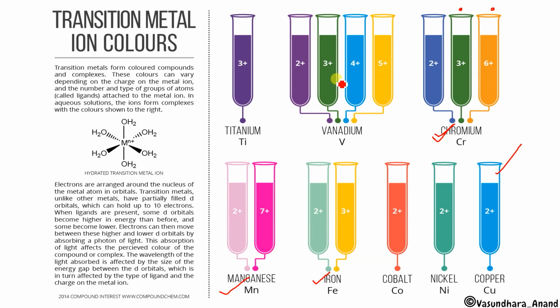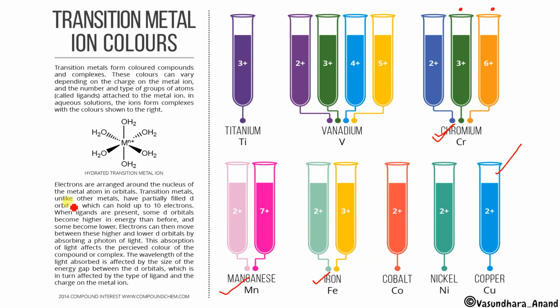Not in the dry or anhydrous condition. Electrons are arranged around the nucleus of the metal atom in orbitals. Transition metals, unlike other metals, have partially filled d orbitals, that we know. We are very much aware of it. These d orbitals can hold up to 10 electrons.